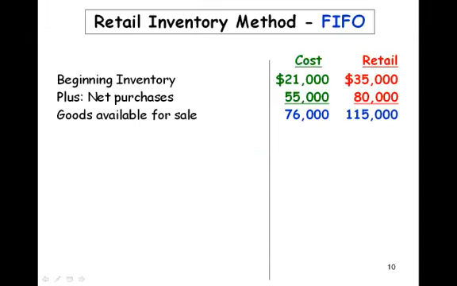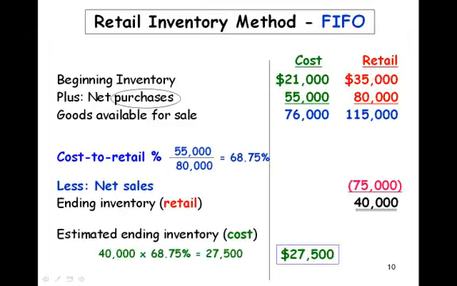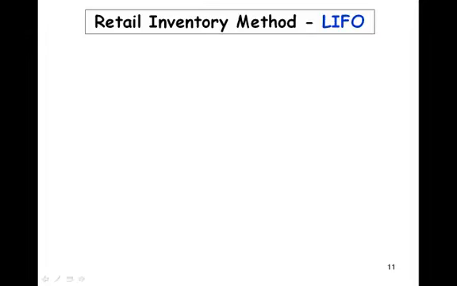The next example is the retail inventory method using FIFO. We'll use the same facts. With FIFO, the beginning layer of inventory will have been sold by the end of the year and won't be part of ending inventory. As a result, the cost to retail percent only uses purchases, not beginning inventory. This example is completed the same way as the previous one to find the estimated ending inventory of $27,500.